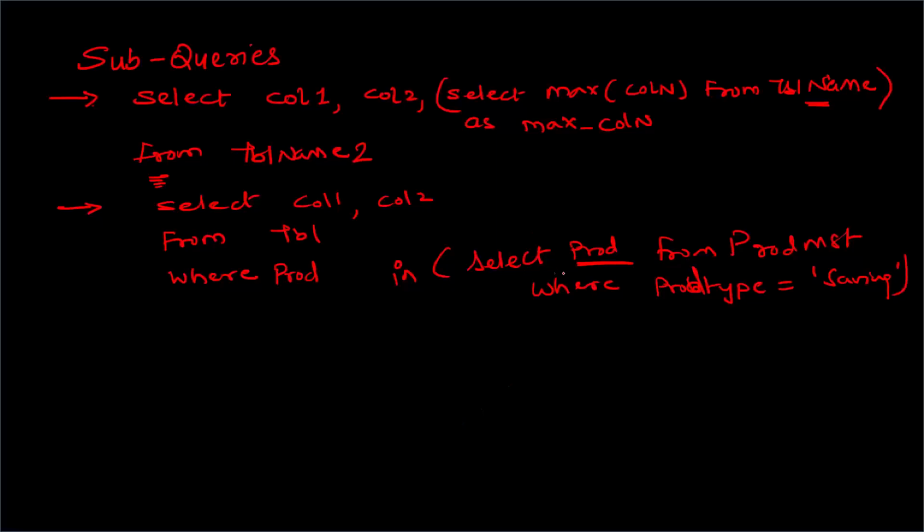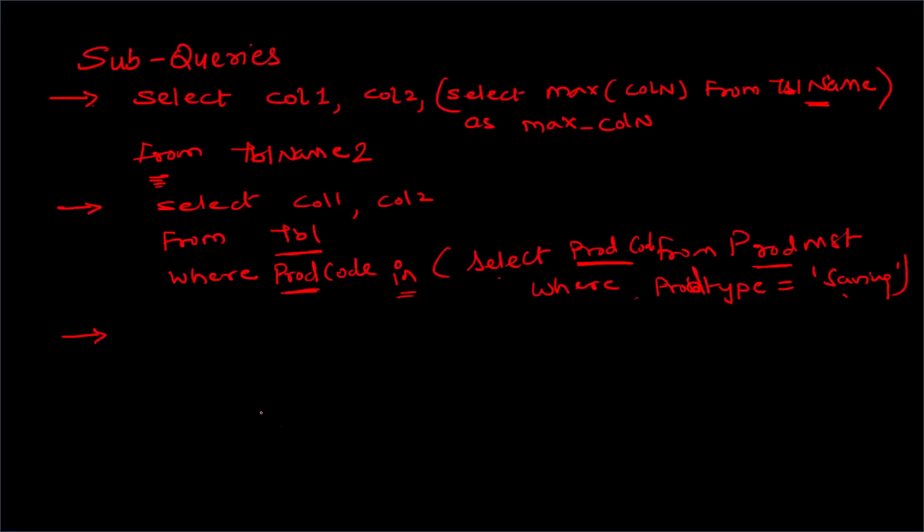So here this query will run on the product master table and find all the products which are of type saving, and then from this table you are selecting all those records where the product code, and here also I can say product code, is matching with the set of product codes returned by this query. Note, because this query is likely to return more than one value, you have to use in. So this is the second application.